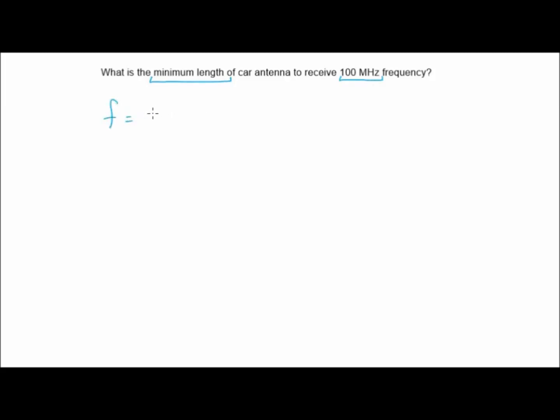Question says, what's the minimum length of car antenna with the frequency 100 megahertz? So F equal 100 times 10 to the power of 6 hertz. It means 10 to 8 hertz. And it says minimum length of car antenna. We are going to use half wave antenna. Why we are not using the quarter wave antenna? Because the car is not grounded.